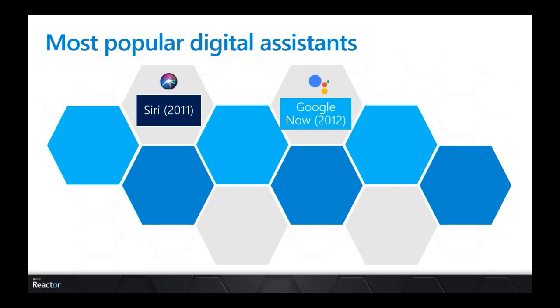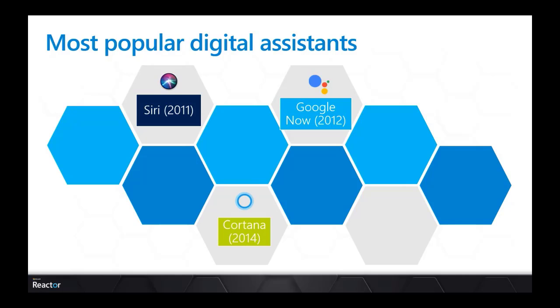Next one here is Google Now. Now they actually call it Google Assistant, but the original name was Google Now, and I know they changed it a couple of times. And Google released it in 2012. Now it can be used with all Android devices, or they also have a separate hardware where you can use Google Assistant.